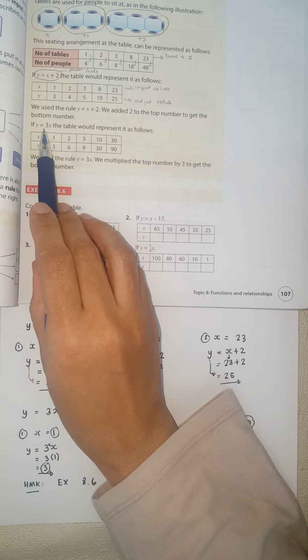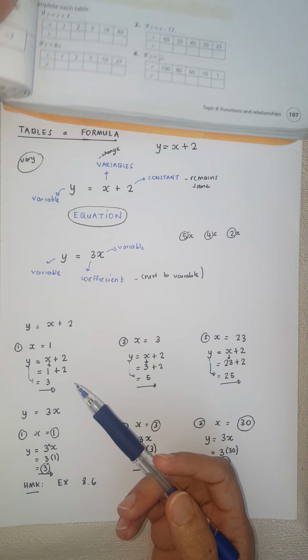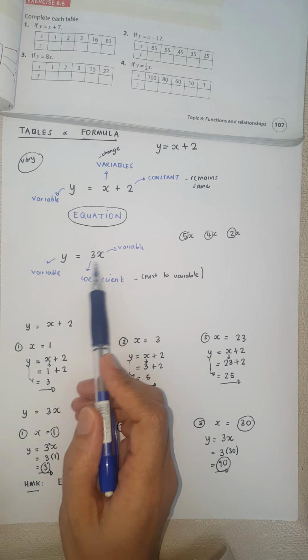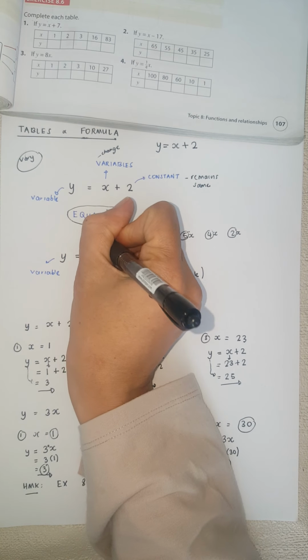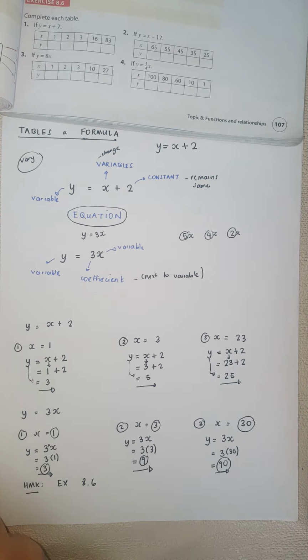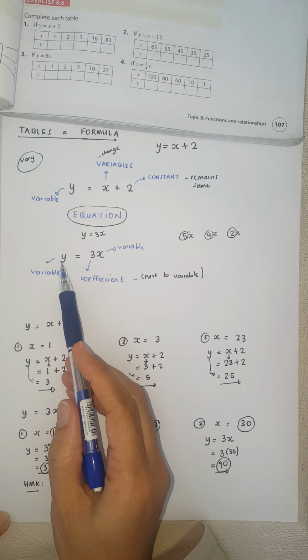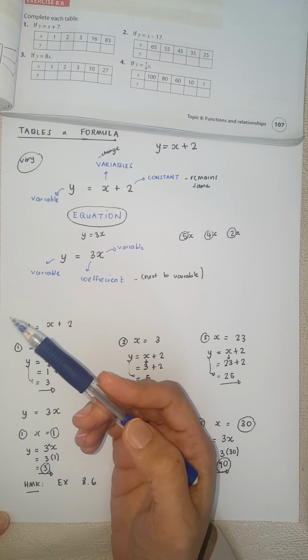Example, it says if y is equal to 3x. Now there's another thing you need to learn about equations. So this is a different equation now. It's saying y is equal to 3x. So all my equation is saying y is equal to 3x. That's my equation, right? It's a number sentence. So y is my variable, x is my variable because it can change.